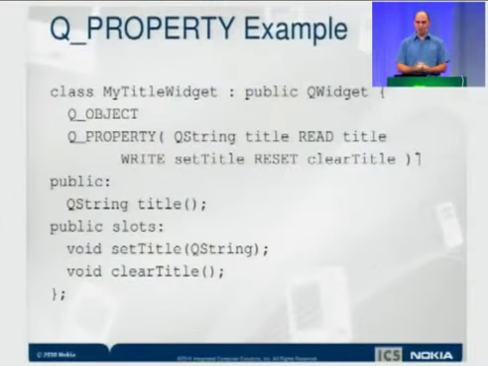So here's an example here of making a property. We have a very simple widget. It has a title property. It has a title function, set title function, and clear title function. And we simply give these to the Q_PROPERTY macro, and the meta object compiler is going to do all the magic.